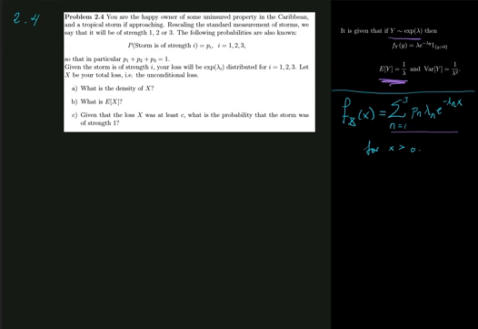Now let's take a look at part C of the problem. So part C, what are we asked to do here? They say, given that the loss X was at least C, what is the probability that the storm was of strength 1? So recall that we used N to denote storm strength.